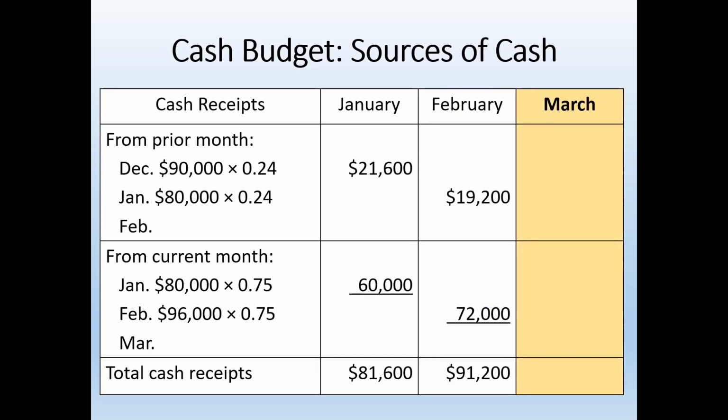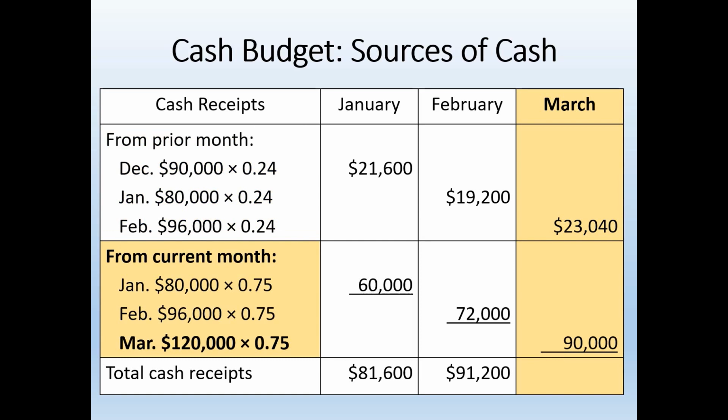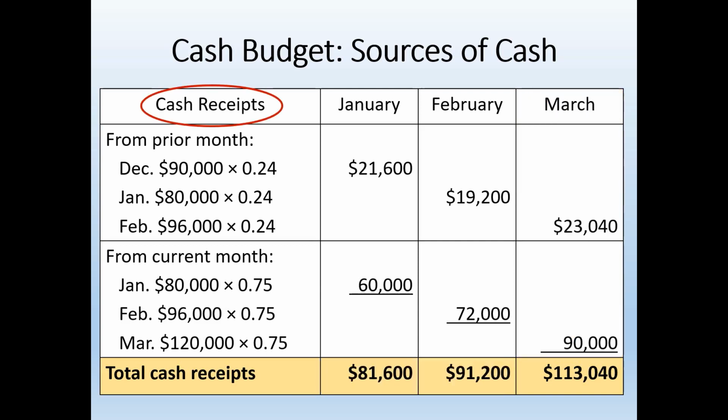Similarly, in March, the firm expects to collect the last 24% of February sales and 75% of March's sales. Add these two together, and the firm can figure out its total expected cash receipts for March. Notice that the 1% bad debt simply doesn't appear in the cash budget because that is not cash that the firm ever expects to collect. Altogether, this cash receipts budget shows how much cash the firm can expect to get from its customers in the first 3 months of next year.